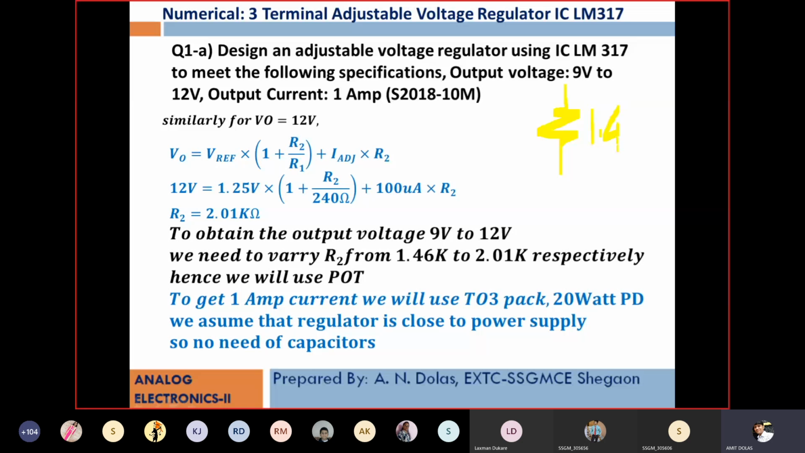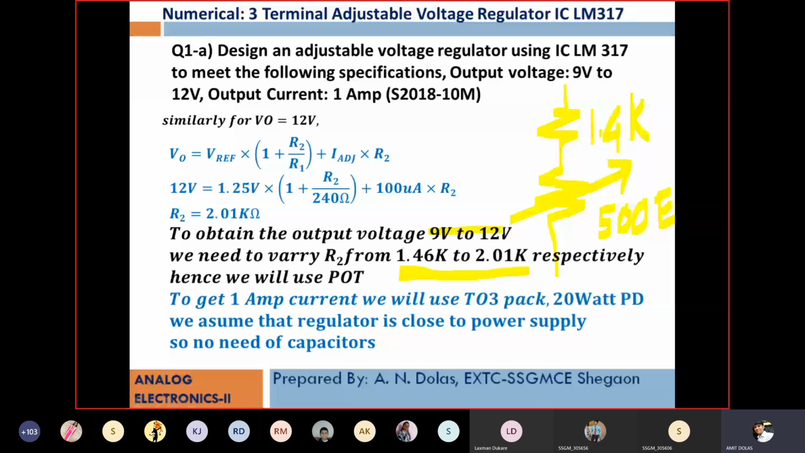So here, by using one fixed resistance of say 1.4K or 1.5K and one variable resistance, to get a range of 9 volt to 12 volt, there is only 500 ohm difference between 2K and 1.5K. So we can say 0.5K. So the 500 ohm potentiometer will vary the output from 9 volt to 12 volt, and the 1.4K or 1.5K will not allow this potentiometer to go to 0. So the range will be 1.46 to 2K, which will provide you 9 volt to 12 volt.